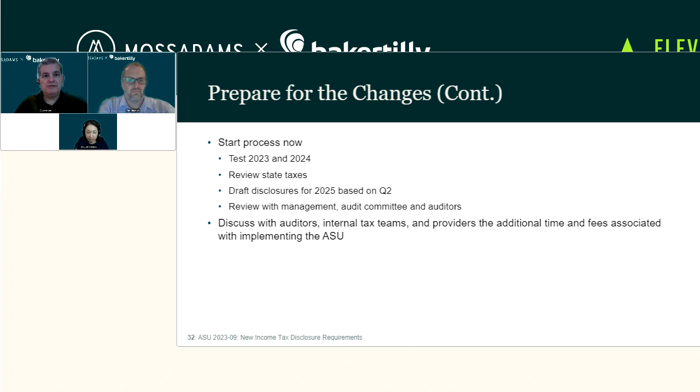Discuss with the auditors and your internal teams, and again, consider the time and effort that this is going to take, both in terms of internal time, external advisors, and internal costs and external fees, and whether or not, from a technology viewpoint, you'll be spending additional dollars for the requisite technology.